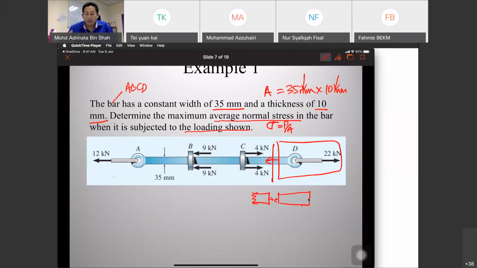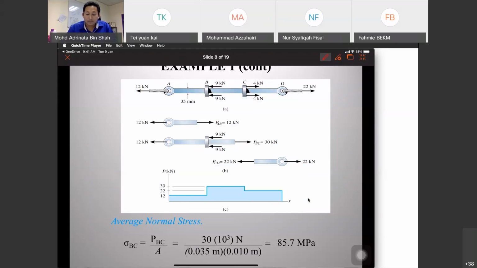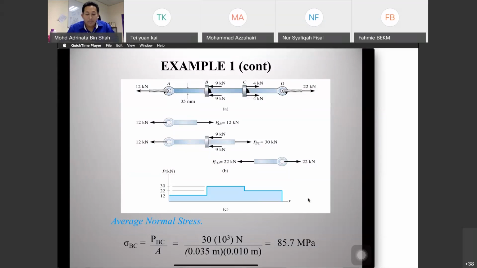Okay. Next, kita tengok example. Okay. So, untuk potong yang pertama, untuk potongan yang kedua, so dalam ni yang kat sini dia dah bagi dia punya width ada 35 mm, so dia punya thickness. So kalau kita tengok macam ni lah. 35, ini 10. So ni dia punya area. Okay, 35 mm. Then finally kita potong kat sini.